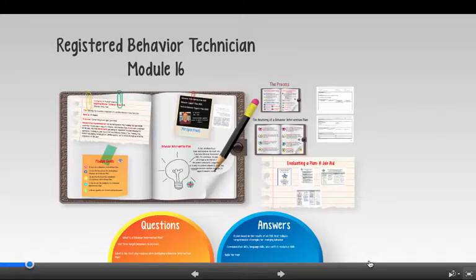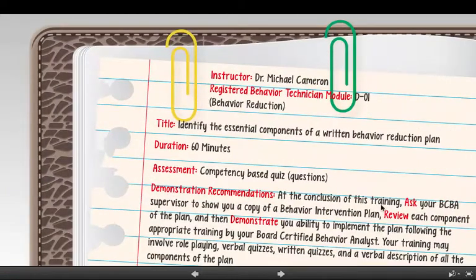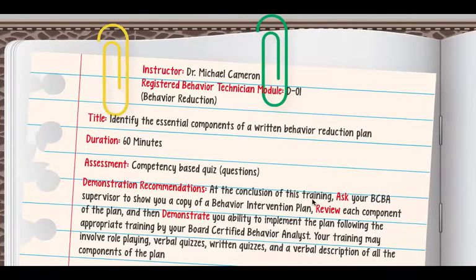This is Dr. Michael Cameron, and this is the Registered Behavior Technician Module 16. The specific strand this comes from in terms of the Registered Behavior Technician task list is D01, and that is the category for behavior reduction. So we're going into a brand new category at this point.